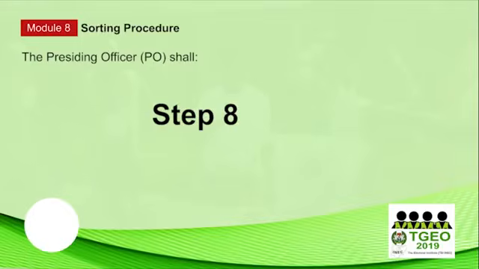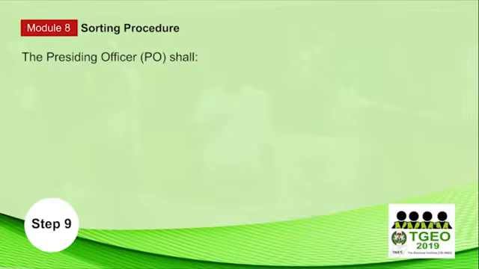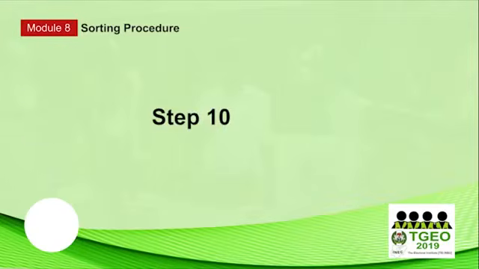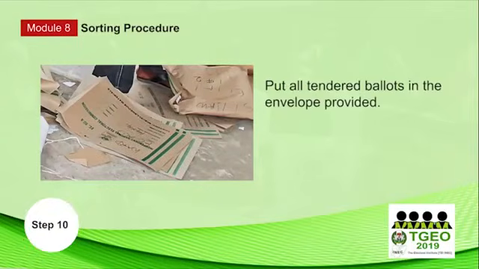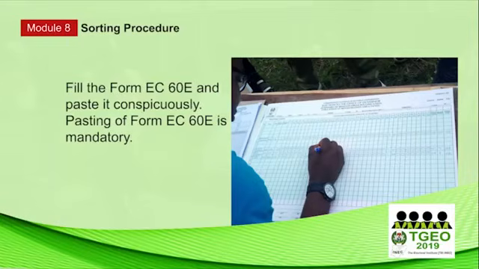Step 8. Count and record the quantity of tendered ballots on Form EC40F, tendered ballot statement. Step 9. Enter the scores of the candidates in both figures and words in the appropriate forms EC8A, EC8A VP series. Step 10. Put all tendered ballots in the envelope provided. Step 11. Fill the form EC60E and paste it conspicuously. Pasting a form EC60E is mandatory.